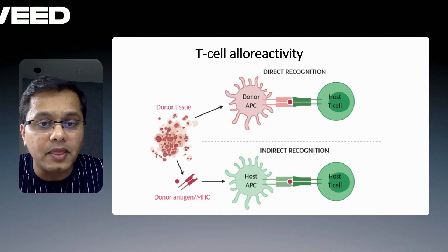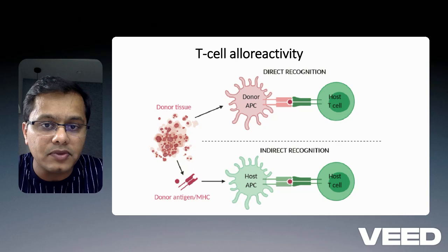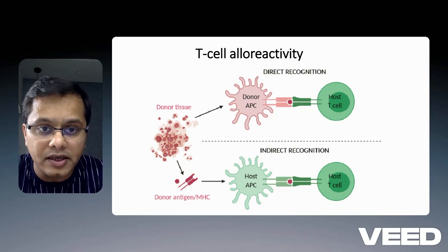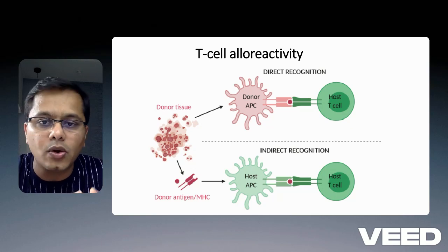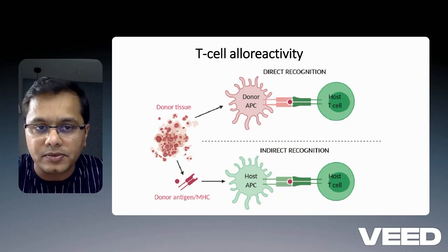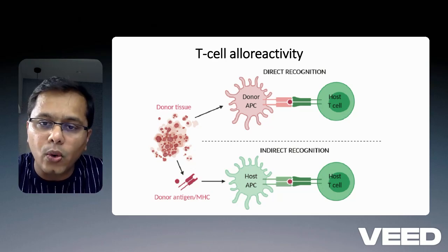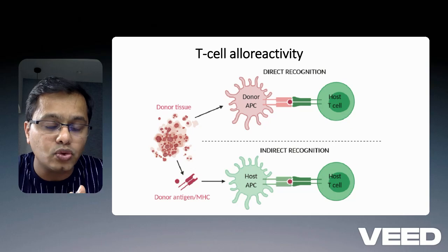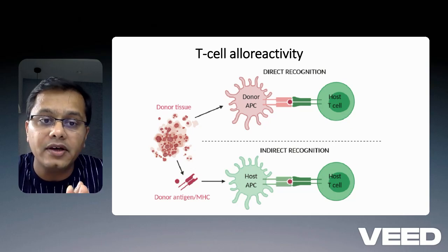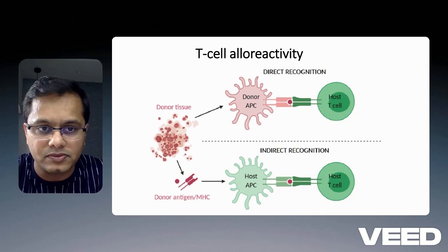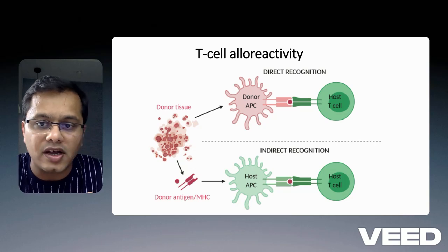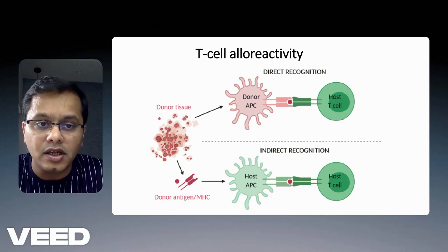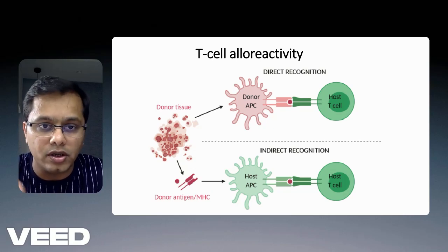One is called the direct T cell alloreactivity that you can see on the top panel here, and the indirect T cell alloreactivity which is highlighted on the bottom panel. Now I'll quickly make you understand what is the difference and why this is important. Now we all know T cells recognize antigens only when they are presented via the MHC or the HLA molecules, right? Now, if you do a transplant and the donor tissue is transplanted to a recipient, the host T cell may attack the donor.